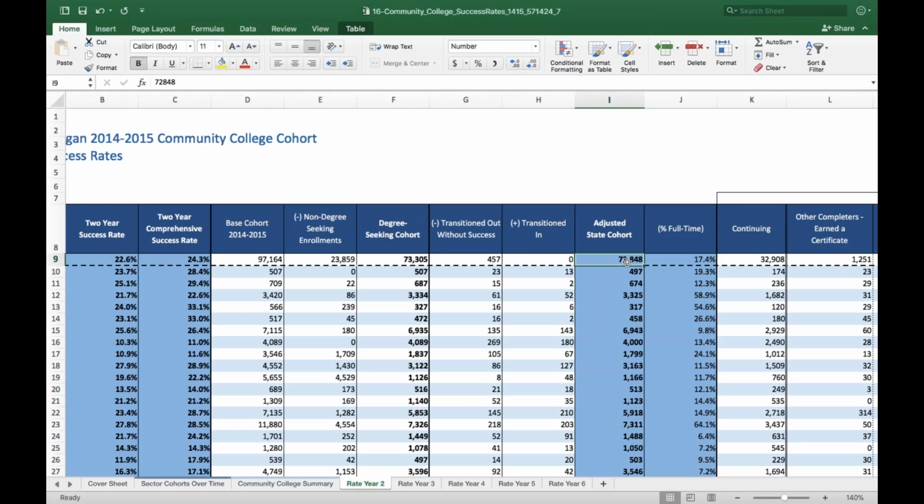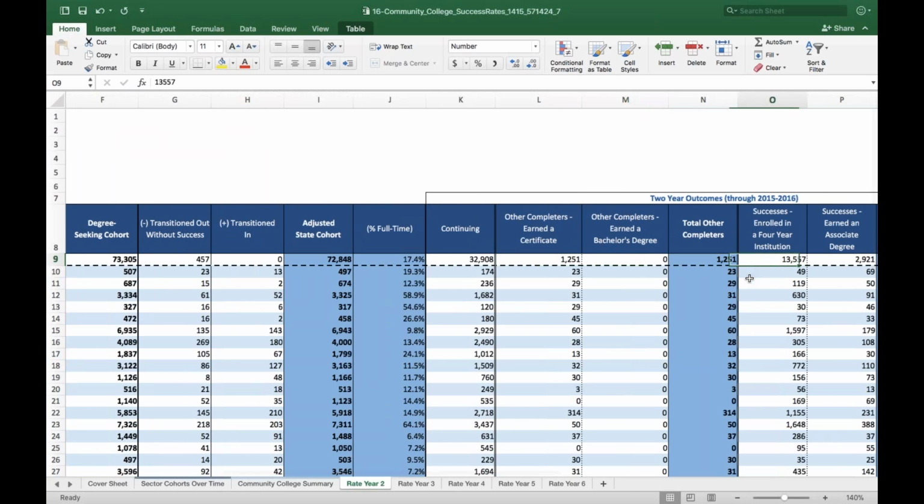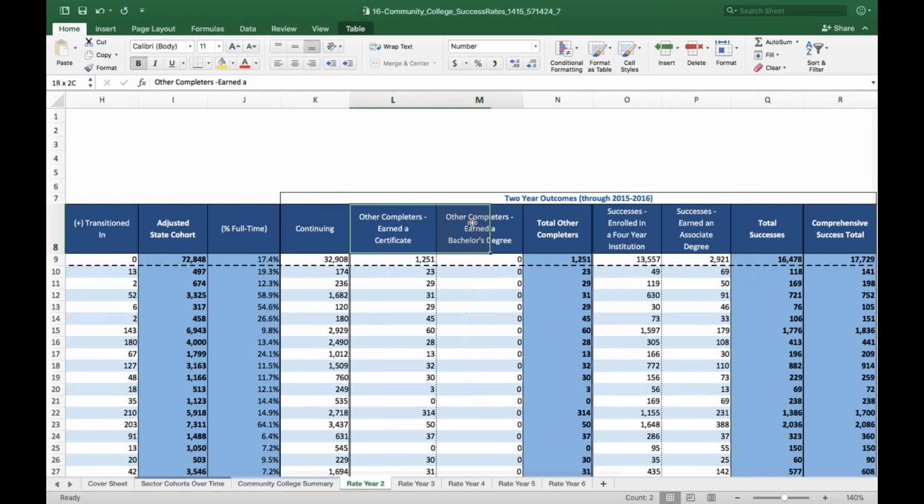Okay, so back to the 73,000 number, there are 33,000 students who are still continuing in a community college without achieving some sort of successful outcome. And here is where we're talking more about those successful outcomes. The order's kind of weird right now. I'm not going to explain it because it's changing this year.